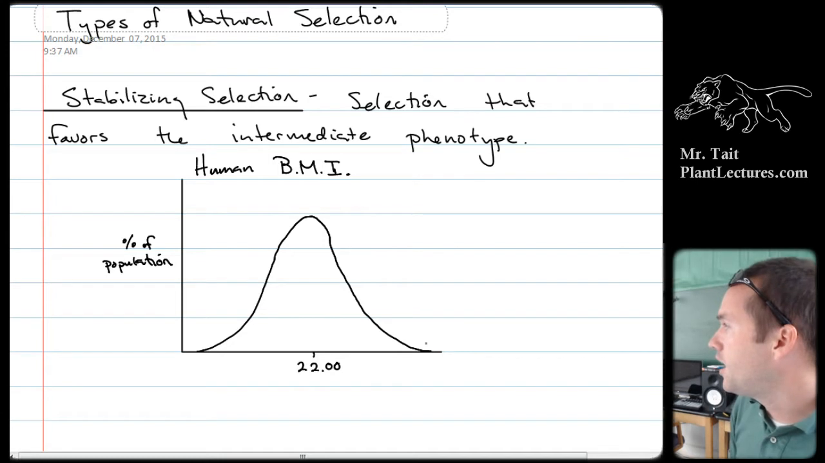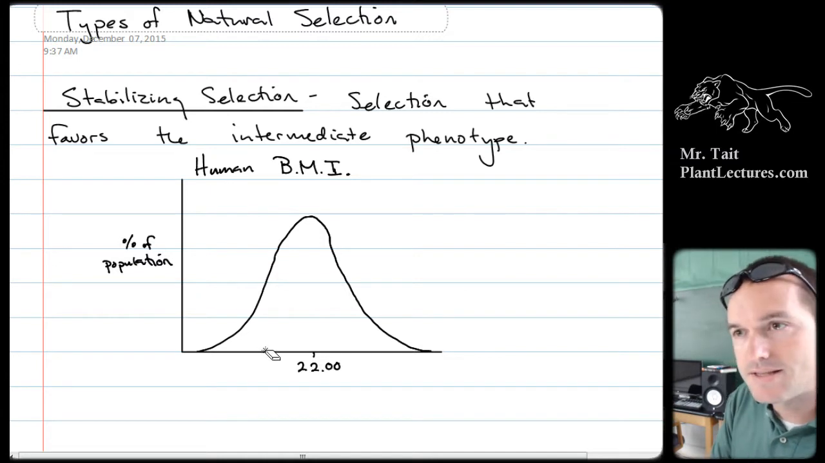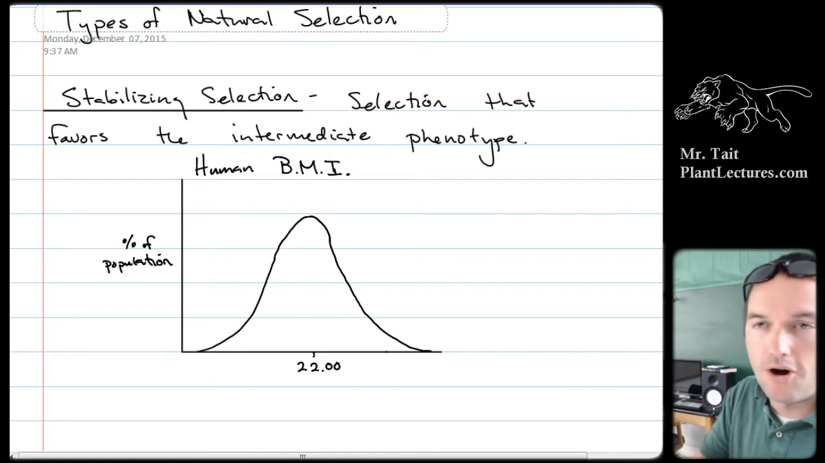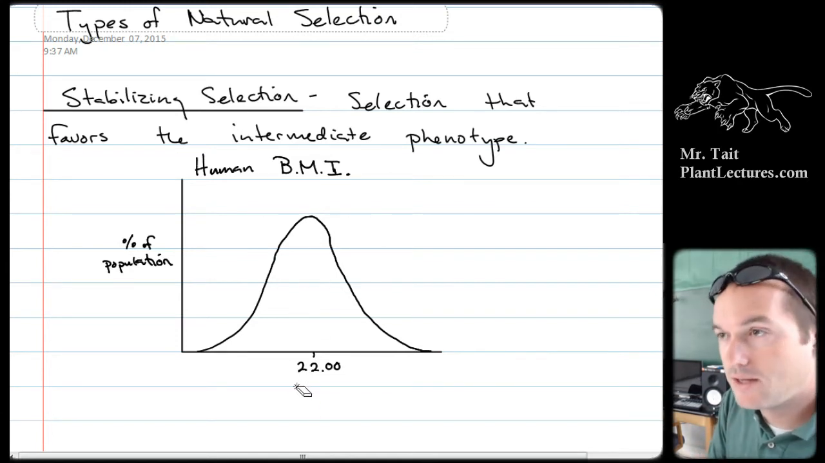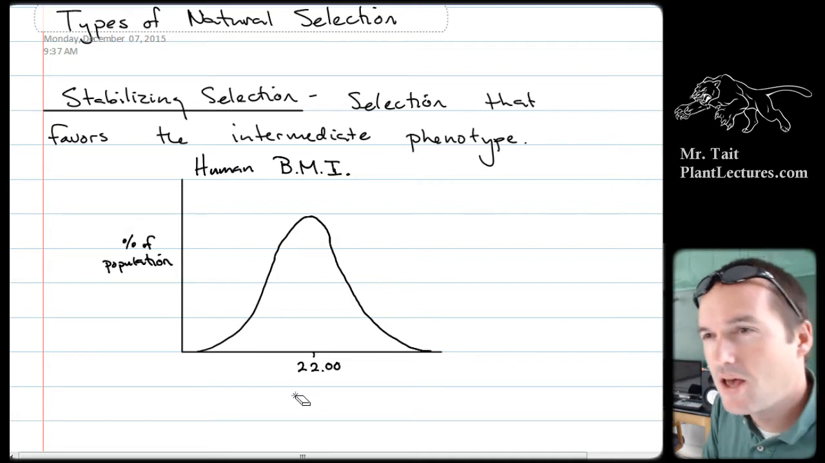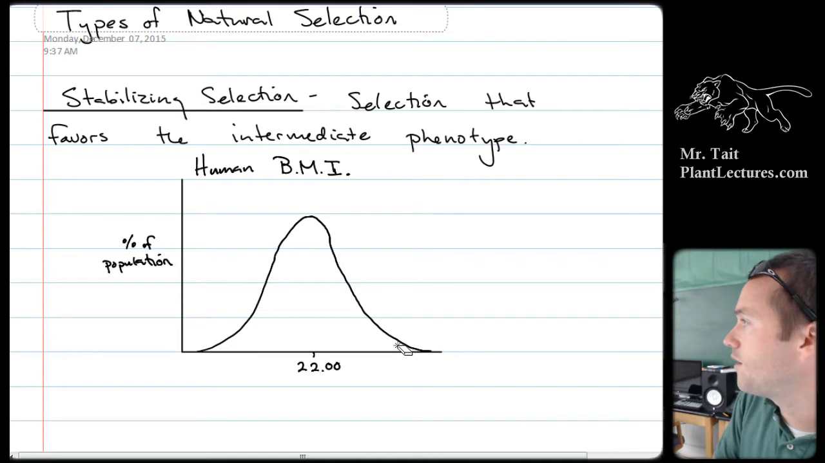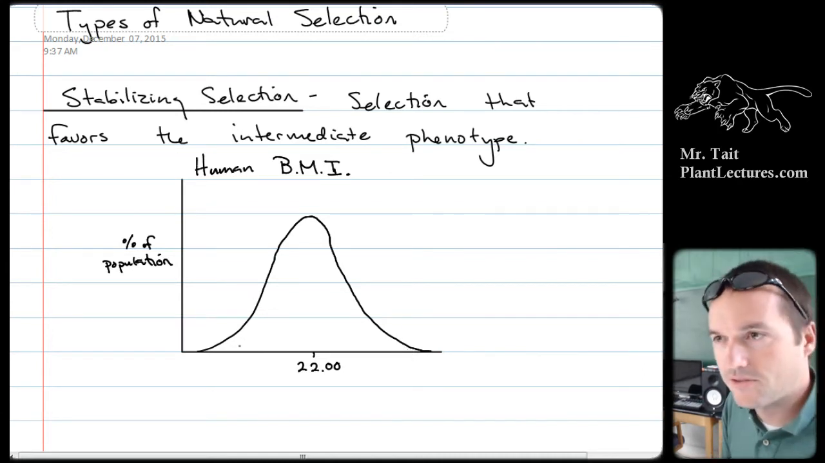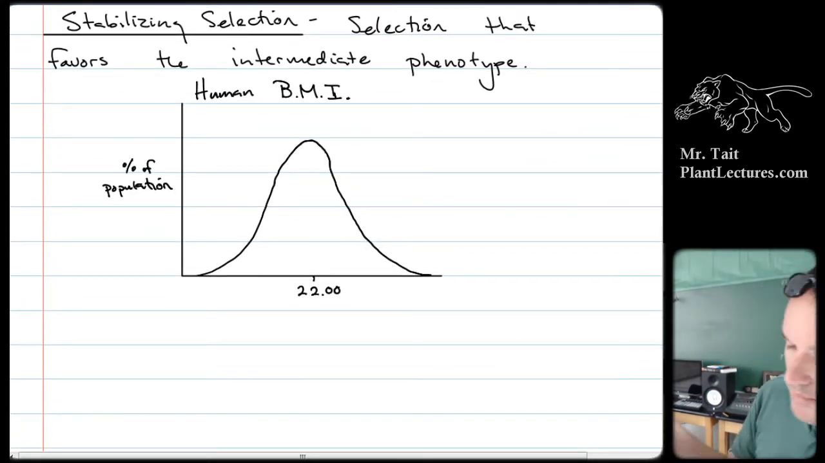Okay, that's not to say that some people wouldn't select for body mass indexes that were lower than 22. That's not to say that some people wouldn't select for body mass indexes that are above 22. But on average, the intermediate phenotype of body mass index of 22 is going to be not only the most fit because of sexual selection, but also the most fit for health reasons. If you have higher than 22, you have problems with heart disease. If you have lower than 22, you have problems with malnutrition. Right? All right.